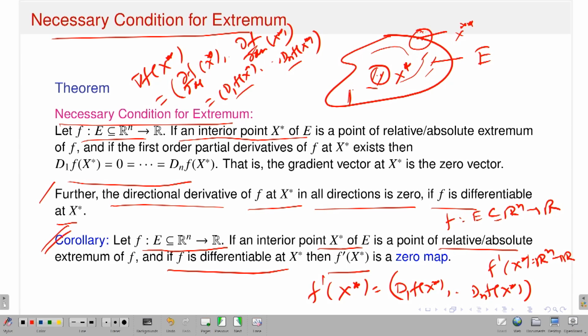Now, I already said that if x star is an interior point, and at that interior point it is a point of relative or absolute extremum of f, and since all the first order partial derivatives exist, they have to be 0. Each of the components is 0, so therefore the derivative is a 0 linear transformation or 0 map, and that is exactly what I have written. So, this is the necessary condition. Always be careful: I start with an interior point, with the fact that it is a point of relative extremum, along with the fact that all the first order partial derivatives exist, then they have to be 0. That is the necessary condition.